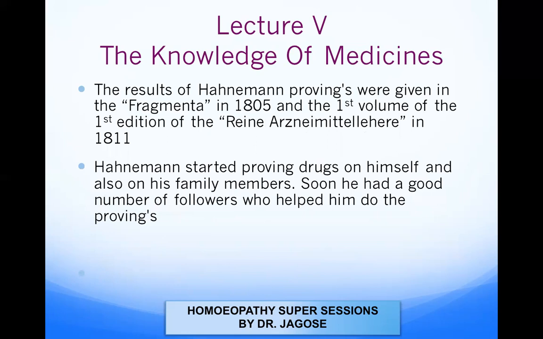The results of Hahnemann in proving were given in the Fragmenta in 1805 and in the first volume of the first edition of the Reine Arzneimittellehre in 1811. Hahnemann started proving drugs on himself and also on his family members. Soon he had a good number of followers who helped him to do the provings. So the first results of all his provings were given in the Fragmenta de Viribus Medicamentorum Positivis in 1805 and also in the first volume of the first edition of this German publication in 1811.